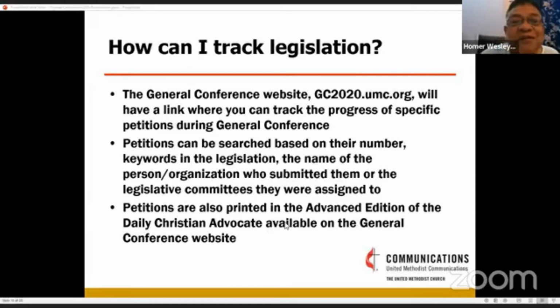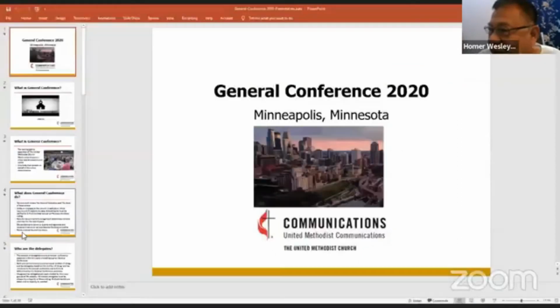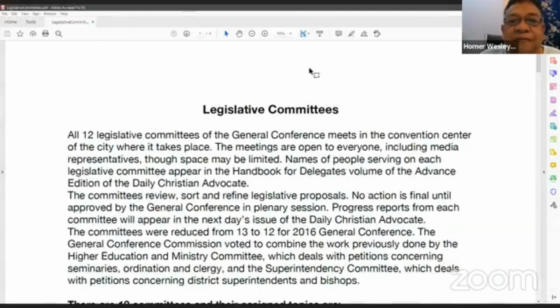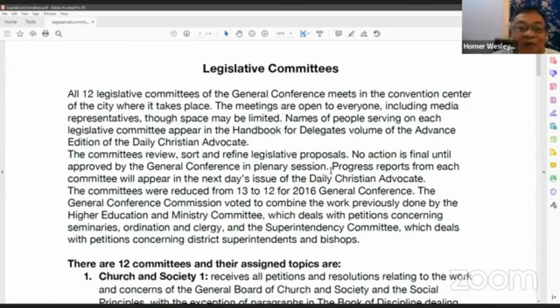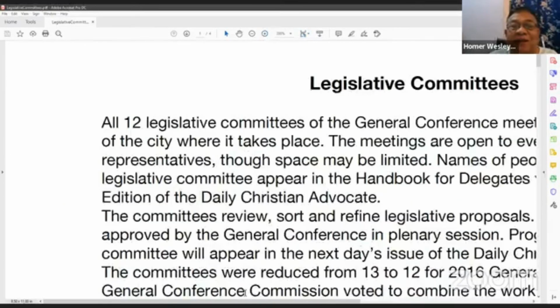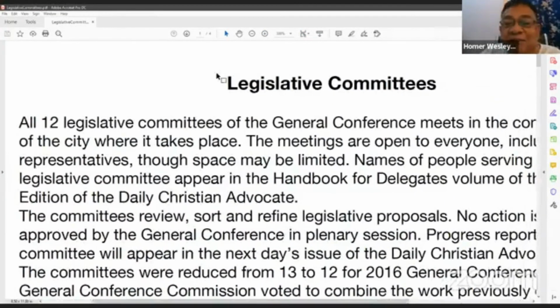Ito, how can I keep track? Siguro, here, ipakita muna natin yung binigay ko sa iyo na word na what are the legislative committees? Ano yung mga legislative committees ng General Conference? Ito, there are 12, the regular is we have 12 legislative committees, okay?